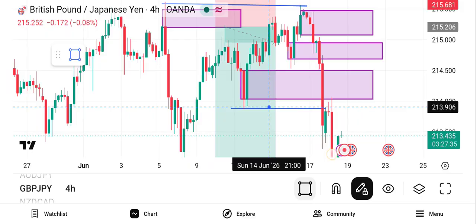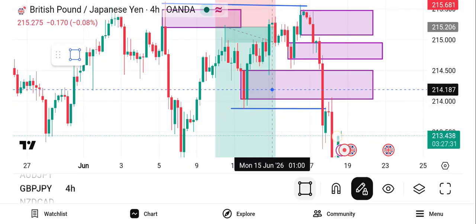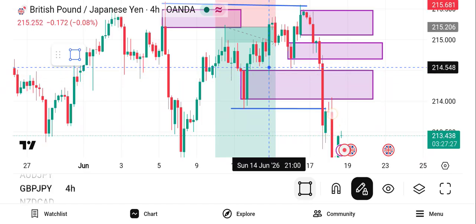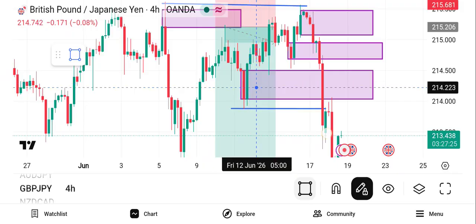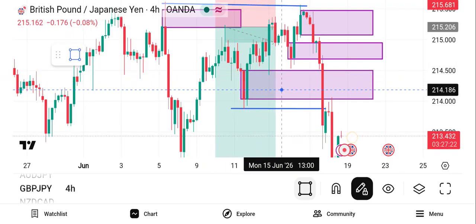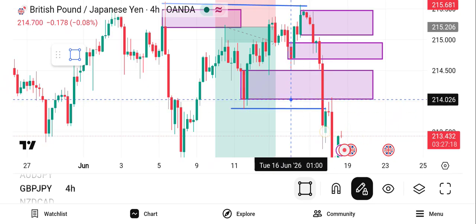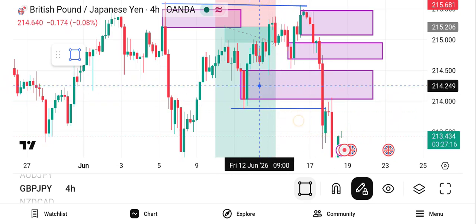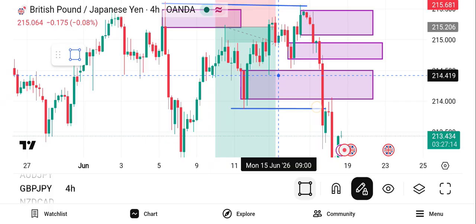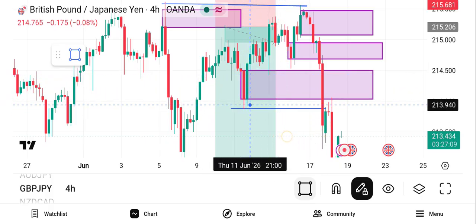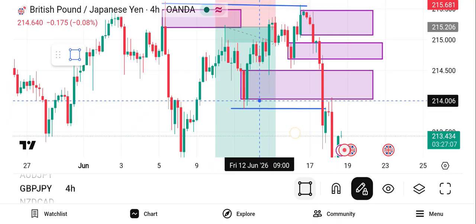Now, when the market creates this inducement, it does not touch any point of interest. If you observe, for mitigation to happen, the market has to touch the body. Remember, the body of the point of interest that I want to use. If the candle that caused the inducement, either the wick or the body, touches the body of the POI that I want to use, that means that POI is mitigated. But if it touches only the wick, that point of interest is still valid to be used.